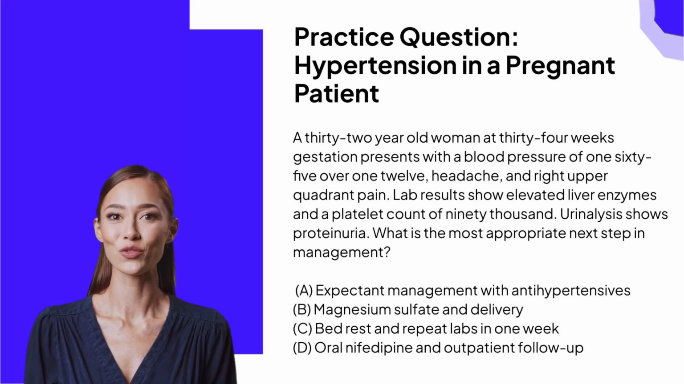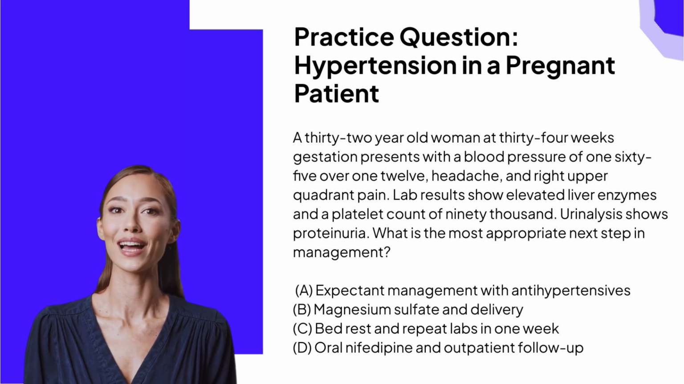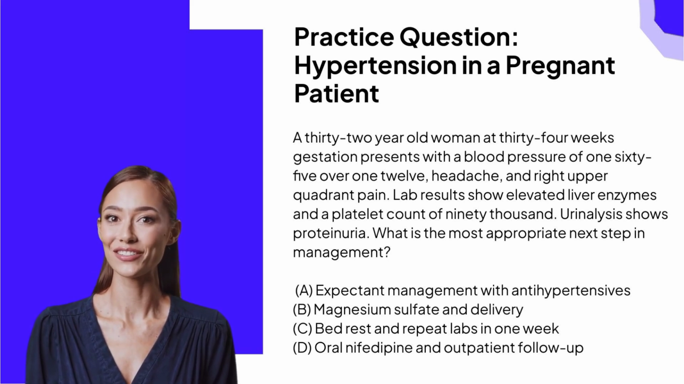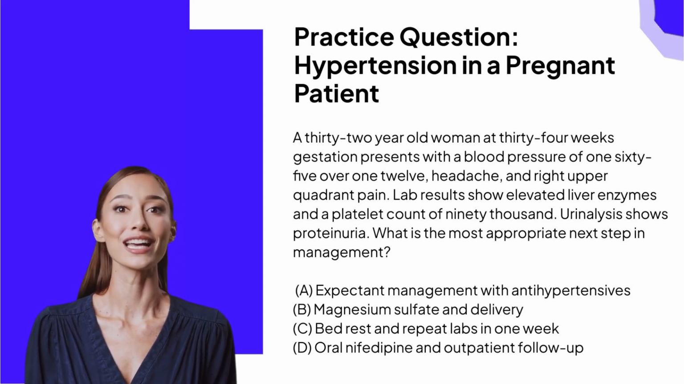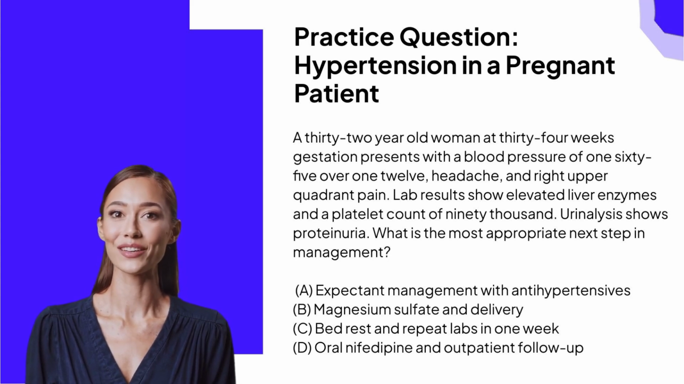A 32-year-old woman at 34 weeks gestation presents with a blood pressure of 165/112, headache, and right upper quadrant pain. Lab results show elevated liver enzymes and a platelet count of 90,000. Urinalysis shows proteinuria. What is the most appropriate next step in management? Take a moment to think about this before we walk through the answer on the next slide.